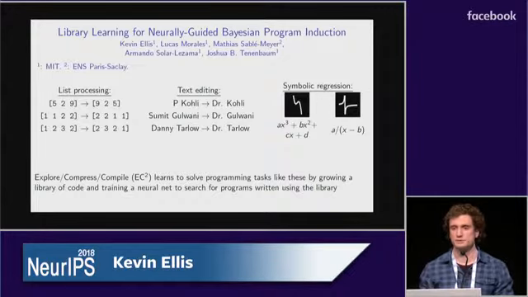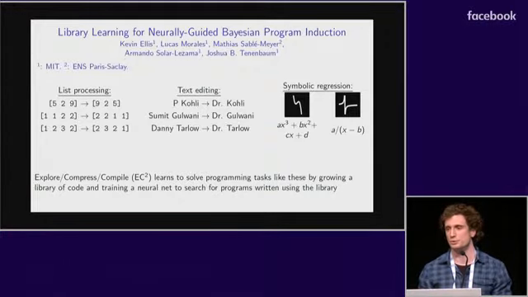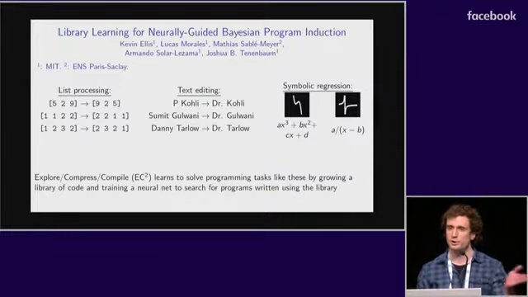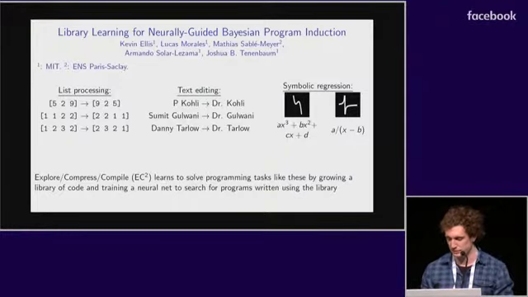And the way it works is by jointly acquiring two different kinds of programming expertise. The first thing that it learns is a library of functions that are tuned to a domain of problems. And the second thing that it learns is how to use those functions in order to quickly solve new problems in the future. We apply it to several different problem domains, and on the slide you can see example programming tasks from 3 domains. So for list processing, we're learning how to reverse a list. For text editing, we're taking some names and putting doctor in front of the last name. And for symbolic regression, we're looking at a curve and then writing down a function that describes that curve.